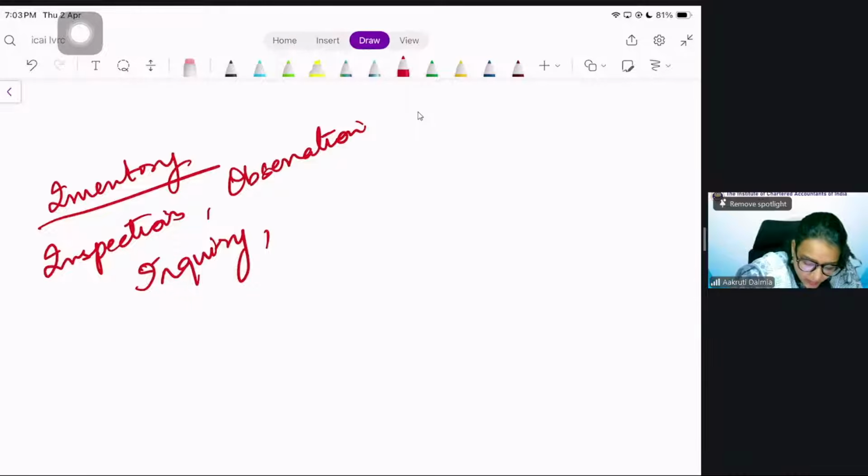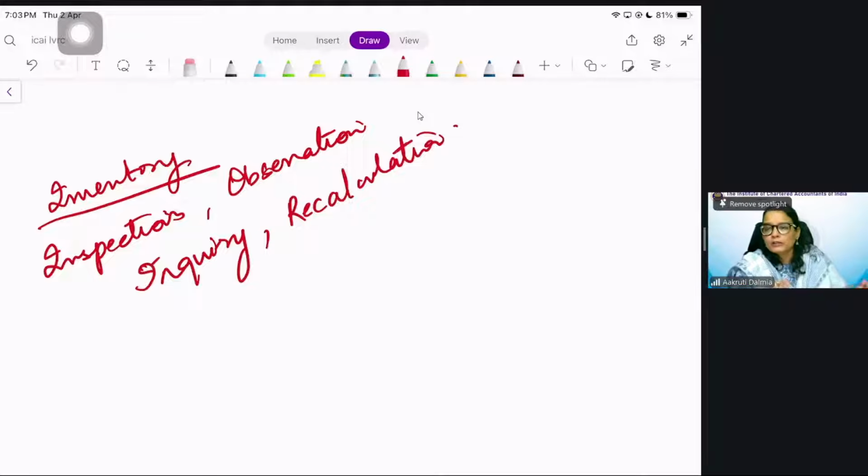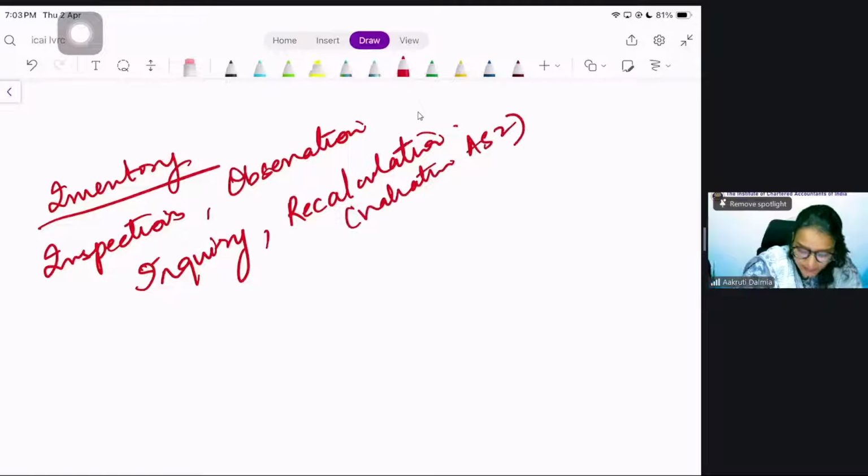Other than that, I also did a few recalculations. I checked all the production things. I checked the wastage percentages. So I did a few recalculations, and valuation also, as per AS 2. So I performed all these audit procedures.